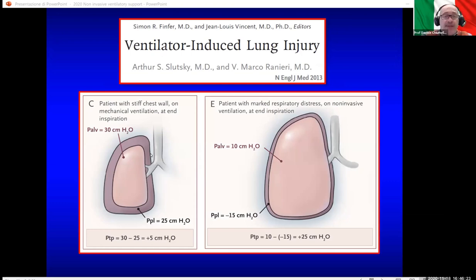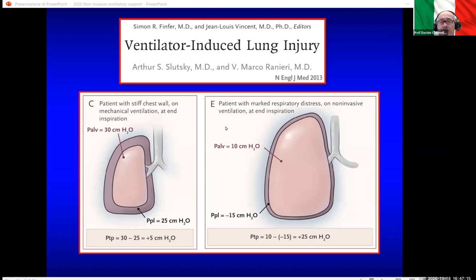This is again two conditions. On the left, a patient that is mechanically ventilated, but with a very stiff chest wall. So in the alveoli, we can have a very high pressure, for example, 30 centimeters of water. But due to the stiff chest wall, the pleural pressure can be very high. So the transpulmonary pressure, again the difference between the pressure inside the alveoli and outside the alveoli, can be quite low.